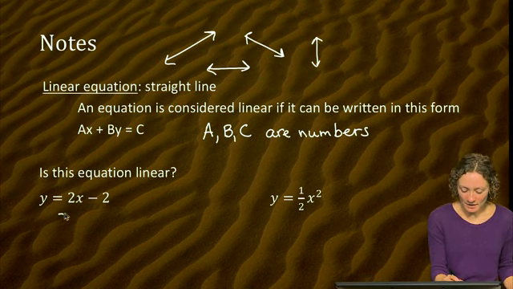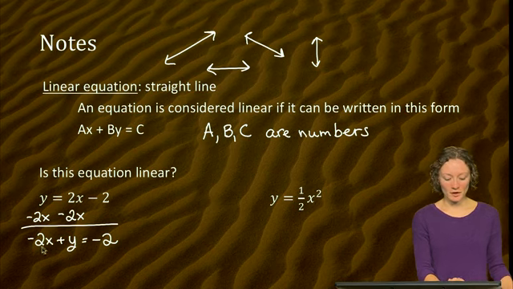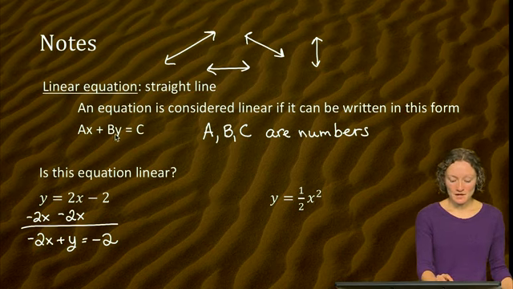To get it in this format, all we would have to do is subtract 2x from each side. Then we have an equation, -2x plus y equals -2. ax, so -2 is the a in this scenario, plus by, if there's not a number multiplying the y, what is that value? It's a 1, is equal to c, a number, -2. So, to answer the question, is this equation linear? We can get it in this format, so yes.